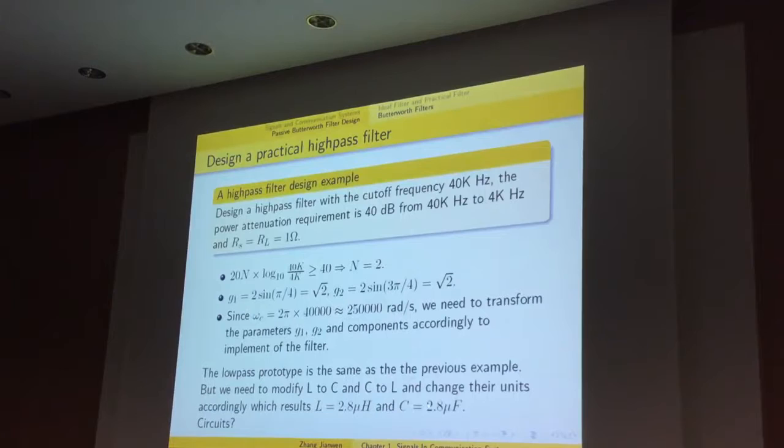But be careful. In a low pass prototype, you need to modify original L to C and C to L. Okay, and also change the unit. Don't say this capacitor is 2.8 μH here. No. F is for the capacitor, H is for the inductor.